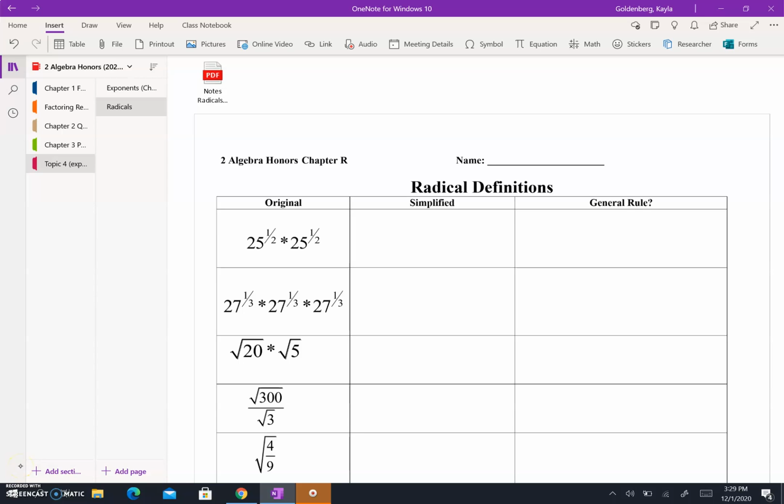Okay, hey Algebra 2 students, now we're going to look at the definition of what a radical is and explore some of the big idea rules of radicals.